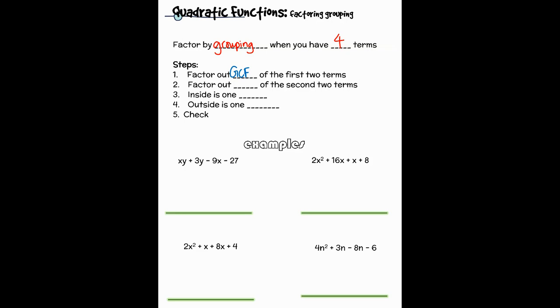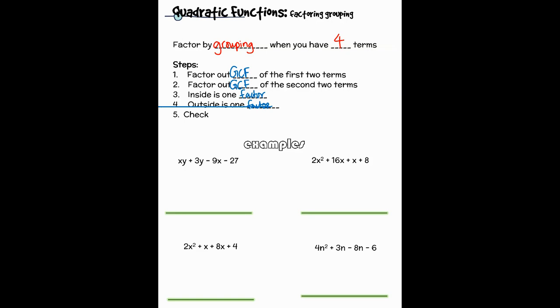So that's what it means by grouping. We're going to group the first 2 terms and factor that one, and then we're going to factor the second 2 terms. So number 2 is we're going to factor out the GCF of the second 2 terms, and then the inside one is going to be one of your factors, and the outside one is going to be the other factor. And then we're going to check it. Okay, what does that mean? Doesn't really make much sense.